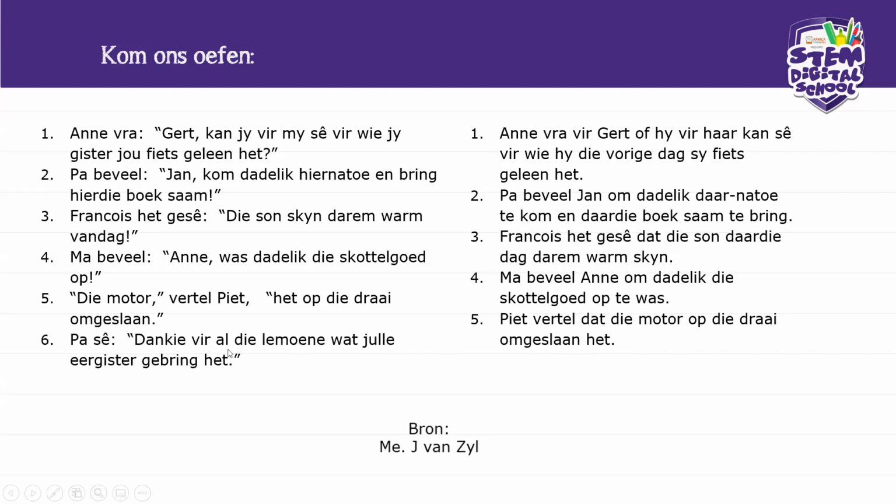"Pa sê, dankie vir al die limoene wat julle eergister gebring het." Dad is saying, thank you for all the oranges that they brought yesterday. "Pa sê," now I'm just going to write this, see if you can.